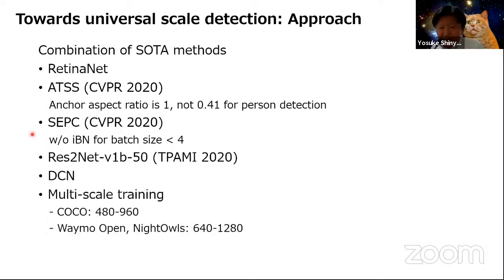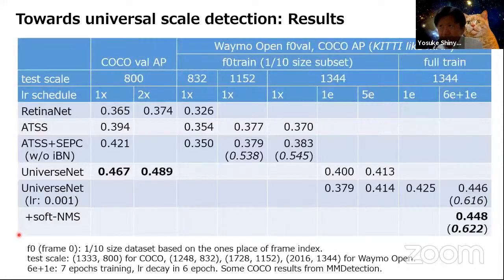Furthermore, I changed the backbone from ResNet 50 to Res2Net 50. DCN, deformable convolutional networks, and multi-scale training are used. A stronger single-stage object detector made up of all of these is UniverseNet. The combination of state-of-the-art methods is not necessarily the new state-of-the-art, because each method is not necessarily complementary.